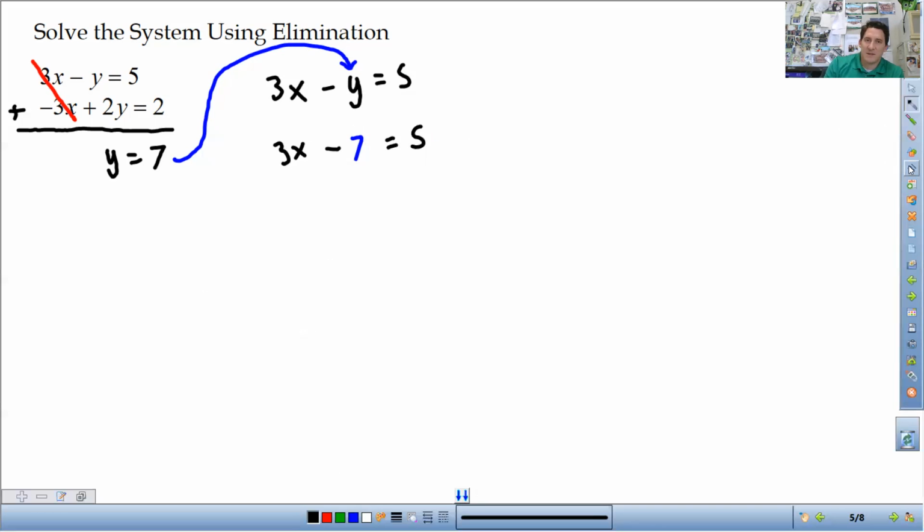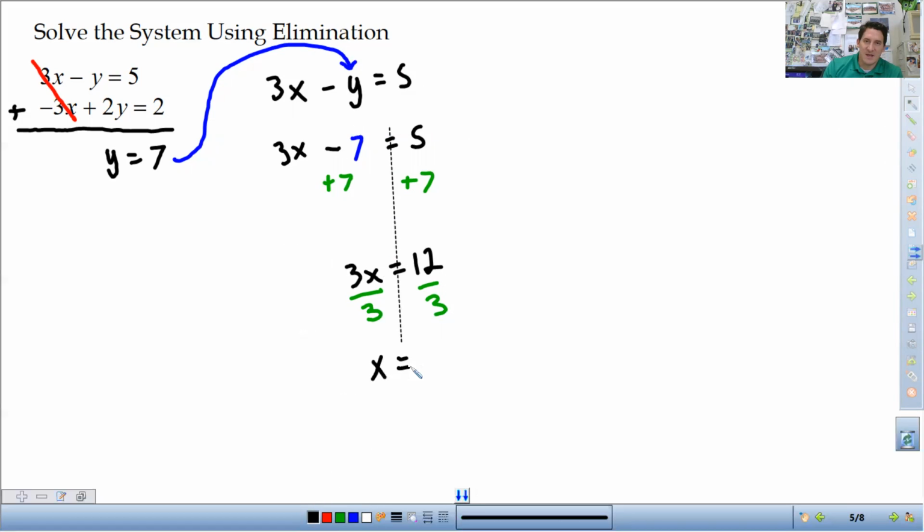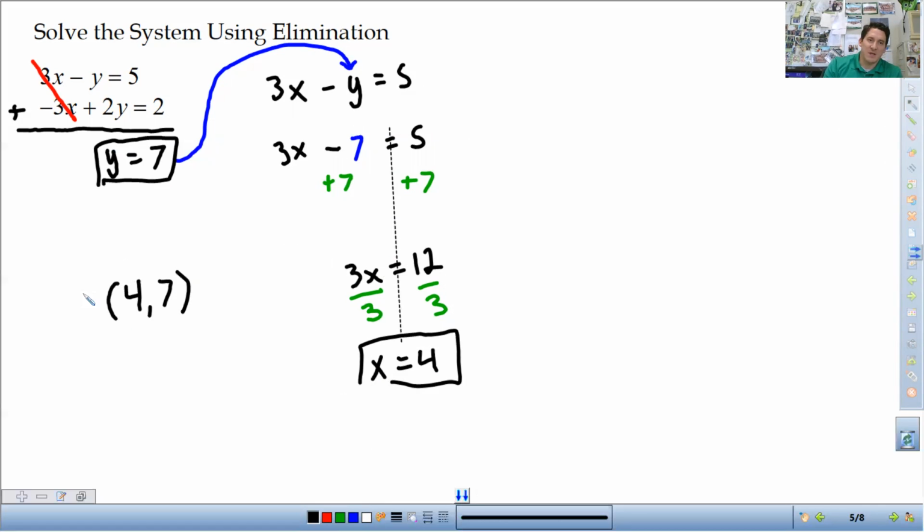And now I solve this. Eliminate the minus 7. I'm going to add 7 to both sides. So you get 3x is equal to 12. And then last step to solving is I'm going to divide by 3. So I get x is equal to 4. So as an ordered pair, x is 4, y is 7. Make sure you're writing them in the correct order.